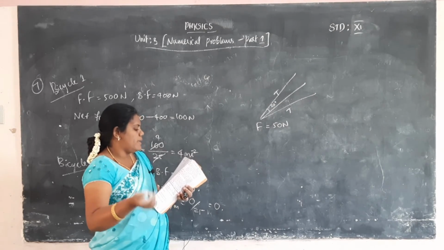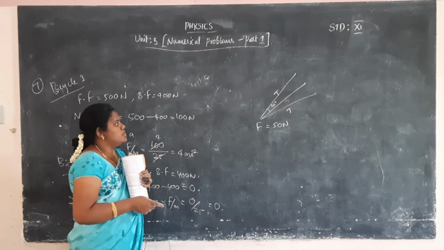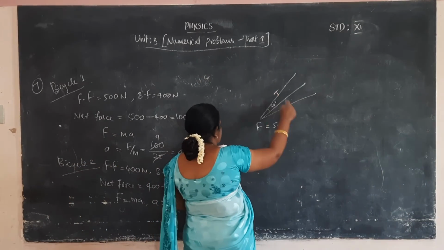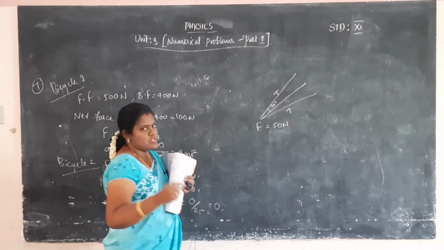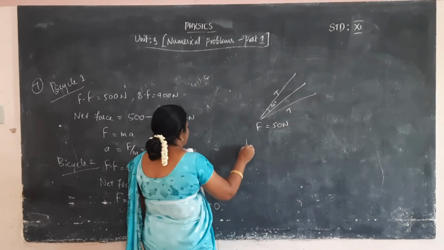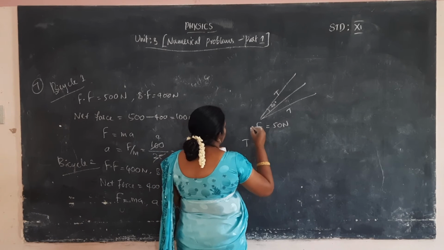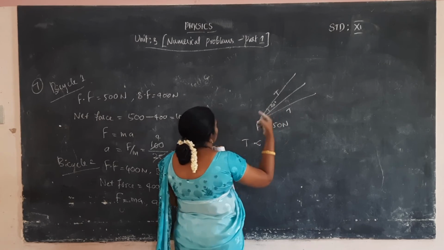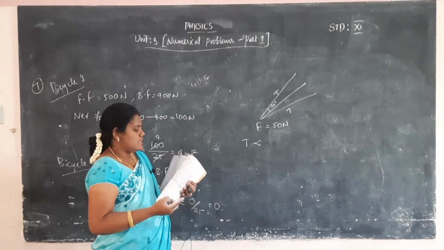What is the tension that will be applied? What is the formula for Lami's theorem? T is the tension that will be acting on a string. Each tension is directly proportional to the sine of the angle between the opposite two forces. That's the question.